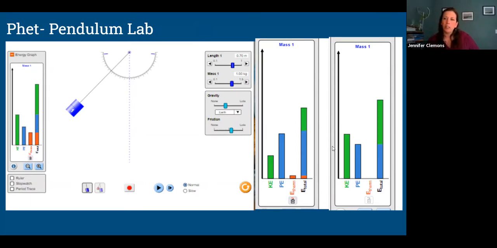Like I said, this is a conceptual class, so we really spent more time looking at these graphs and asking, what does this mean? If it's all kinetic energy, at what location on the pendulum is it? If it's all potential energy, where is it? If it's a mix, where is it? This one, because we have some friction, the graph is different. You can see that E thermal starts to go up to the point where it totally stops. So we are able to spend more time on the concepts rather than building a pendulum and measuring all the things. This simulation was really helpful.